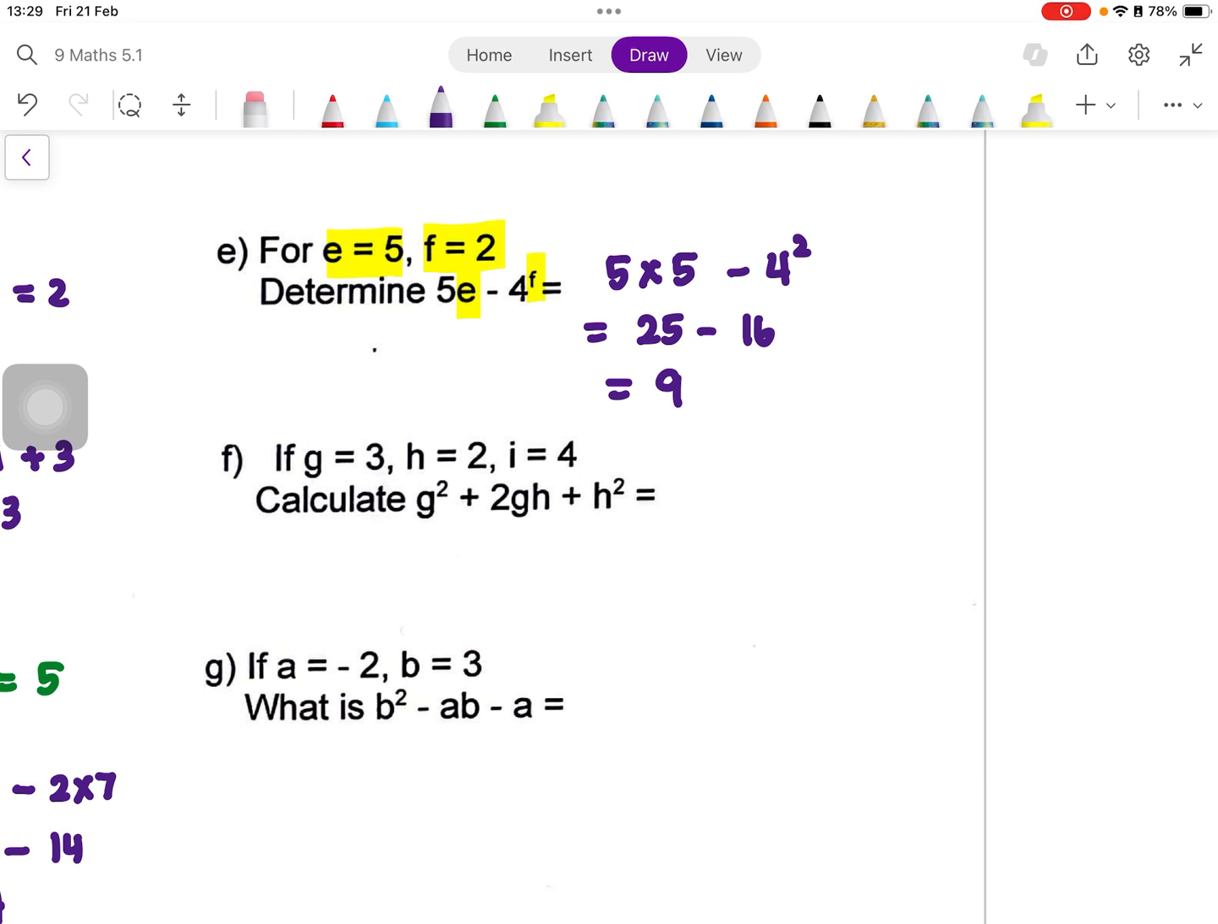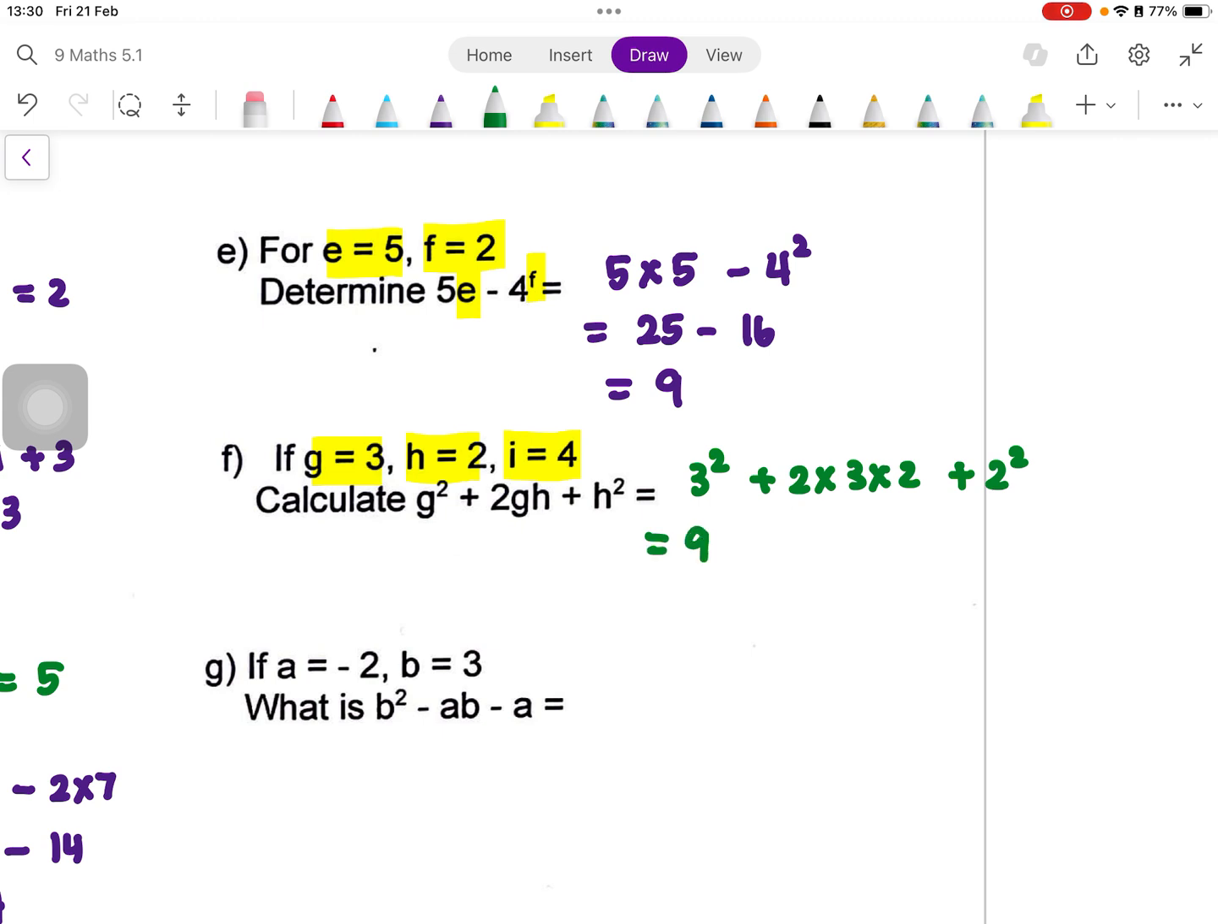Let's continue working on question part F. Track with me. If G is equal to 3, h equals 2, I equals 4, calculate g squared plus double of gh plus h squared. All right, let's do this together. So g squared means g multiplied by itself. G itself is 3, so if I square it, I put a little square there. And then double of g times h. G is 3, h is 2. And then lastly, add h squared. So h is 2, and then square it.